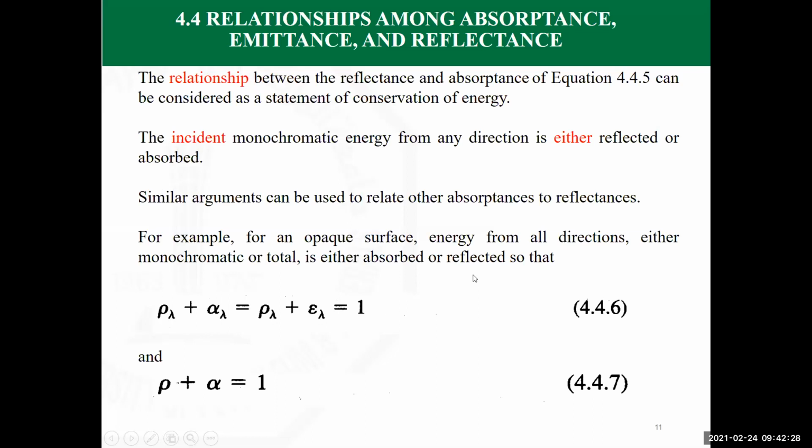Again, I should remind you of the title of that chapter, that it is properties of opaque surfaces. Opaque means that the value of the transmissivity, or tau, is equal to 0. So it does not contribute to this equation accordingly.